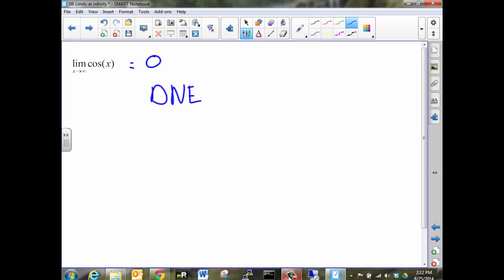What does the cosine curve look like, people? It just keeps doing that, right? It keeps going up and down and up and down. It always goes up to 1, always comes down to -1, always goes up to 1, always goes down to -1, right? So what's it approaching out there?